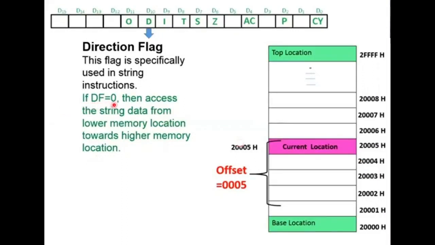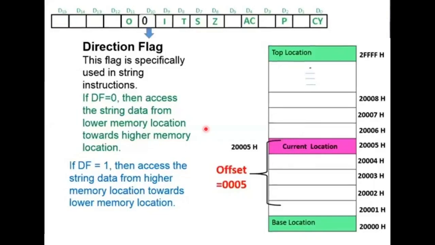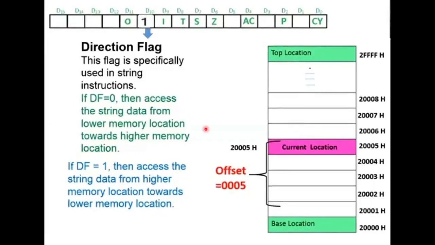See here, if your direction flag is 0, then access the string data from lower memory location towards higher memory location. And if the direction flag is 1, then you are going to access the string data from higher memory location towards lower memory location. So if the DF is 0, then incrementing. If the DF is 1, then decrementing. I hope you understand the set and reset status of the direction flag. If the DF is 0, then the direction is lower to higher. If the DF is 1, then the direction is higher to lower.